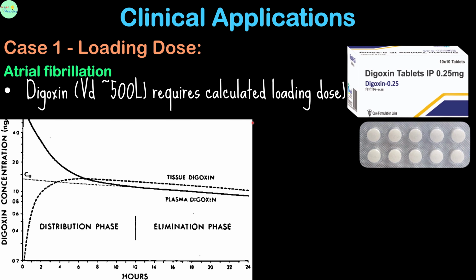Case 1 involves calculating a loading dose. A patient presenting with rapid atrial fibrillation requires rapid digitalization with digoxin, a drug with a very high volume of distribution of approximately 500 liters. A standard maintenance dose would take days to achieve a therapeutic effect. Therefore, a calculated loading dose based on the target concentration and volume of distribution is essential.